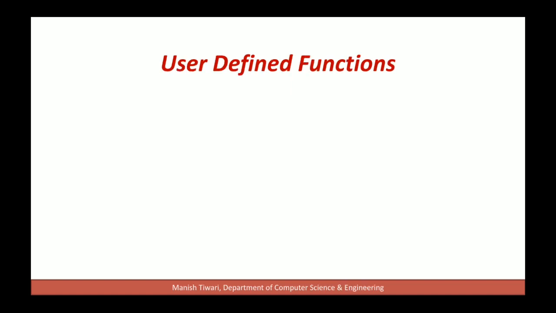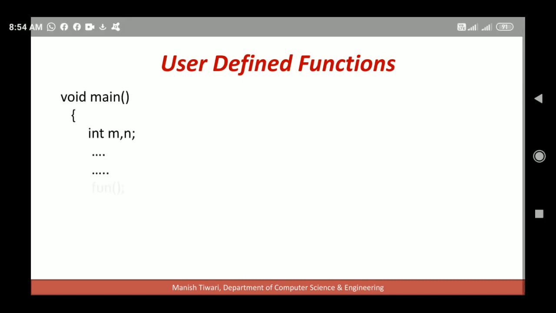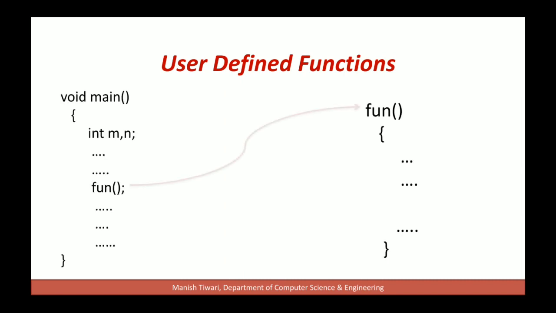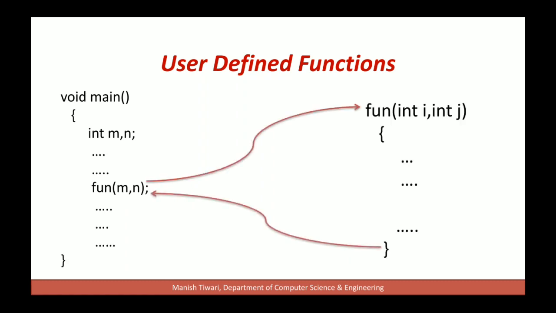Just like library functions, we as a user, as a programmer, can define our own functions also. In C there is a facility so that a programmer can define their own function, like this. So we can define our own functions, and these functions are called user defined functions. We can define a function with or without output, with or without input.